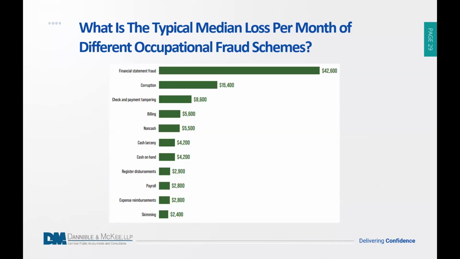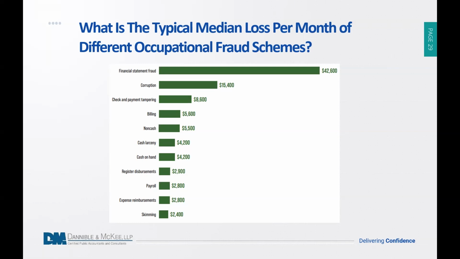And this is a chart that I thought was pretty well explanatory for how much the median loss per month is based on the different occupational fraud schemes. As you can see, financial statement fraud has the most significant one. That's because it's impacting all the decisions that the company's making. If you're giving your people commissions or bonuses based on numbers that aren't accurate, those are all costs of fraud. Corruption comes in second place, check tampering and billing right below it. And then you kind of go down the list.